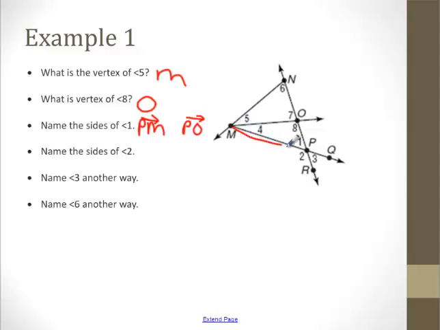Angle 2, same thing, we'll trace it here. We have PM again. And in this case now we have PR. Angle 3, we want to name it a different way. Well, instead of angle 3, we could say angle P. The only problem with calling it angle P is there's 4 angles there. There's this one over here, angle 1, angle 2, and angle 3. All of those have P as their vertex, so we have to use 3 letters. I'm going to start with Q, then P, then R. Remember, as long as the vertex is in the middle, you're fine.